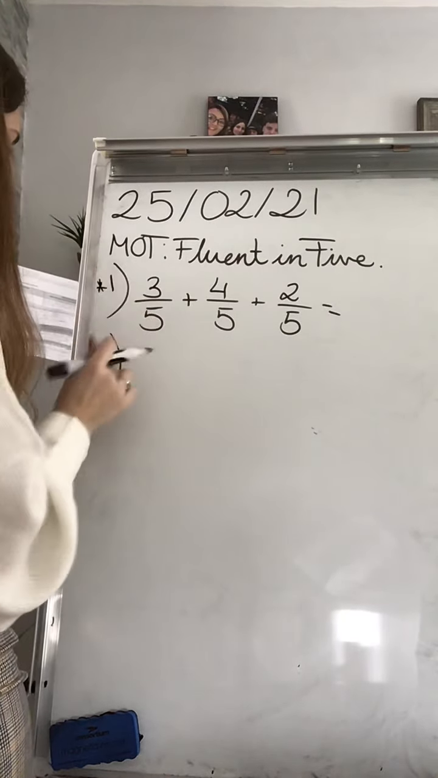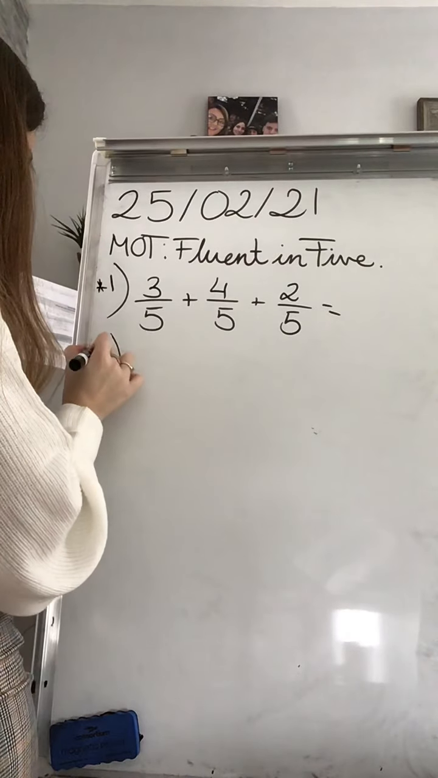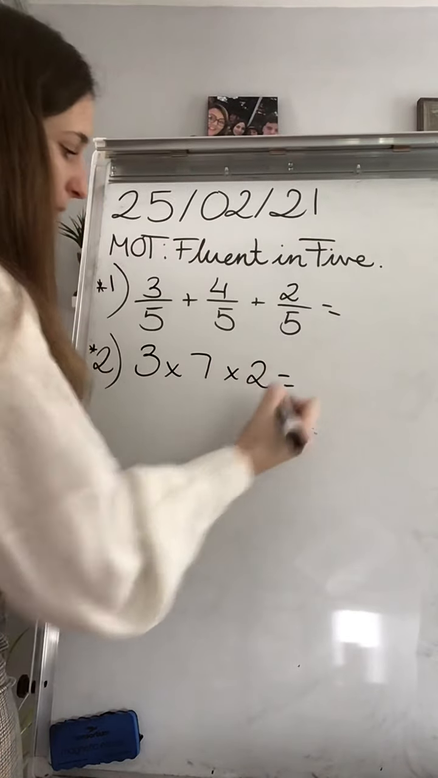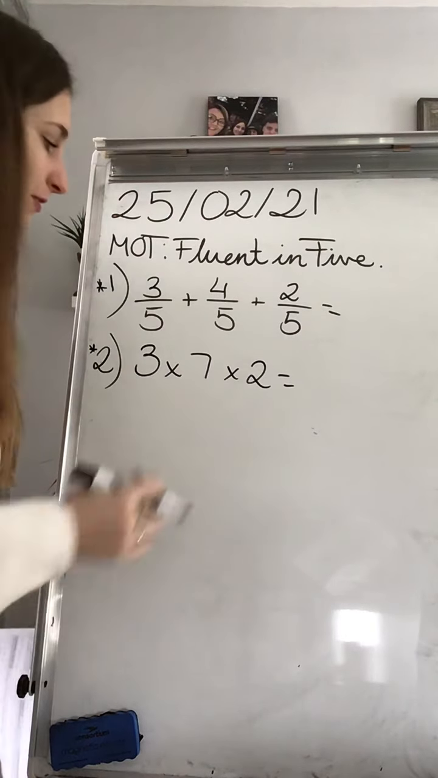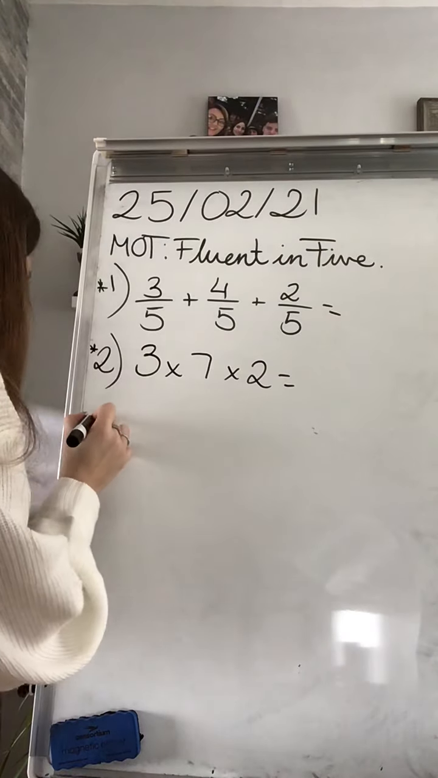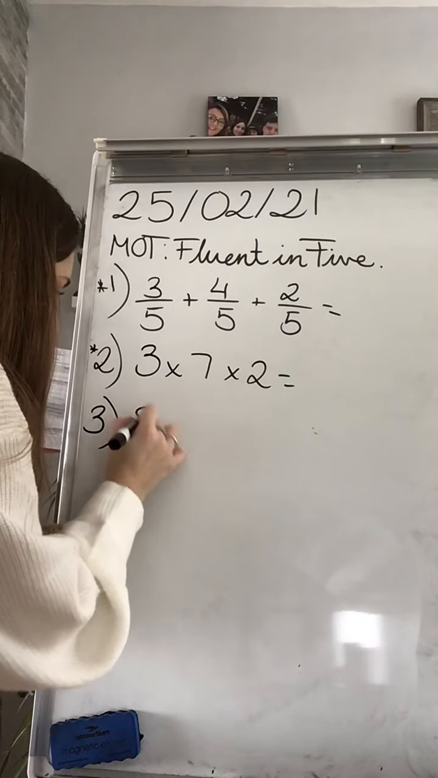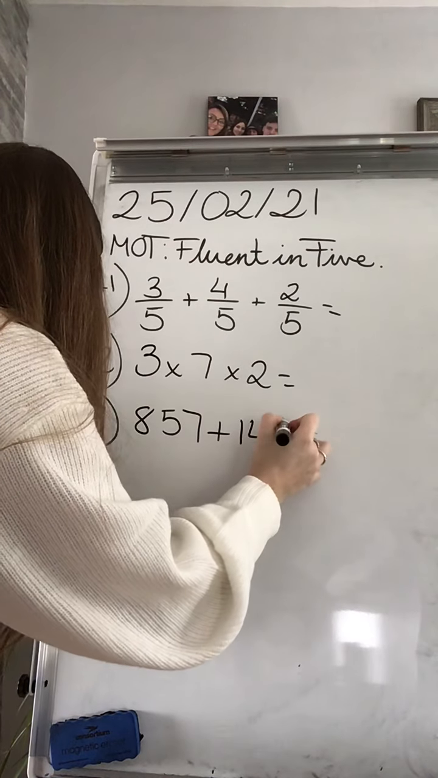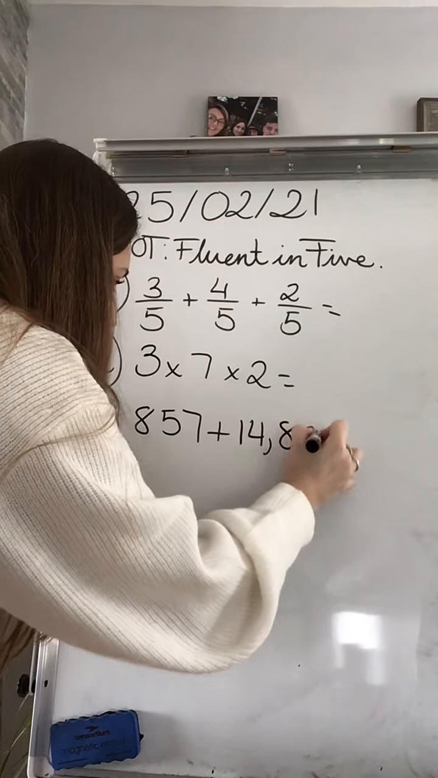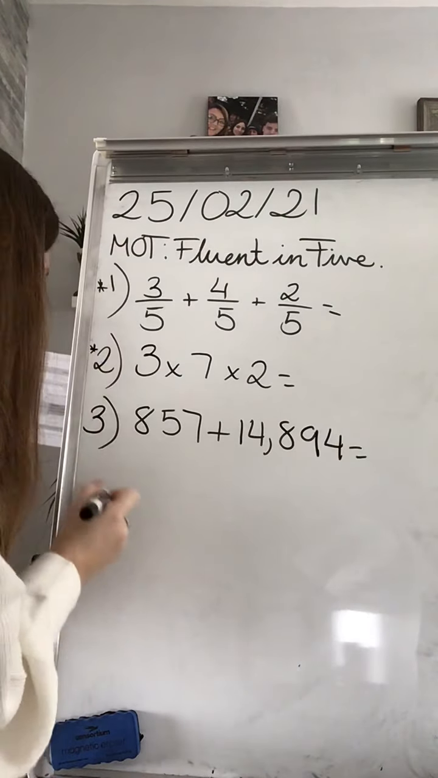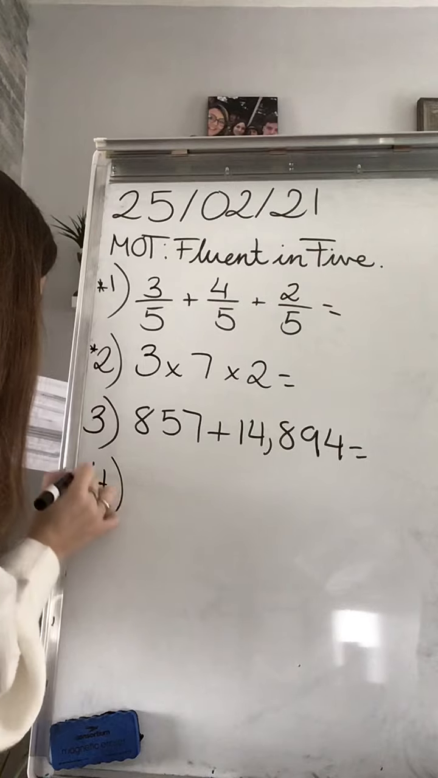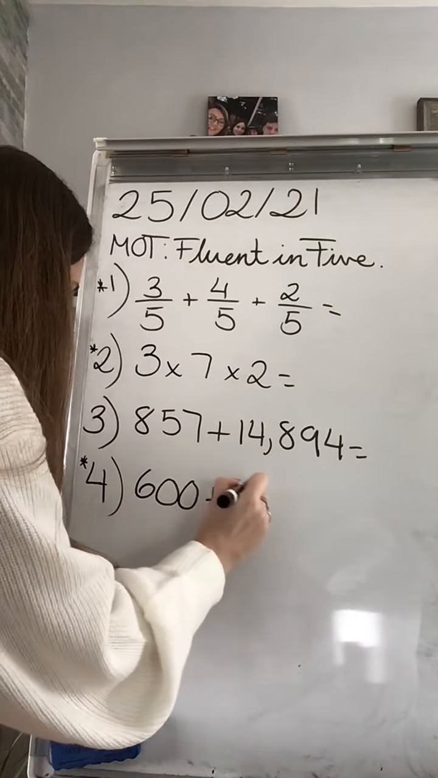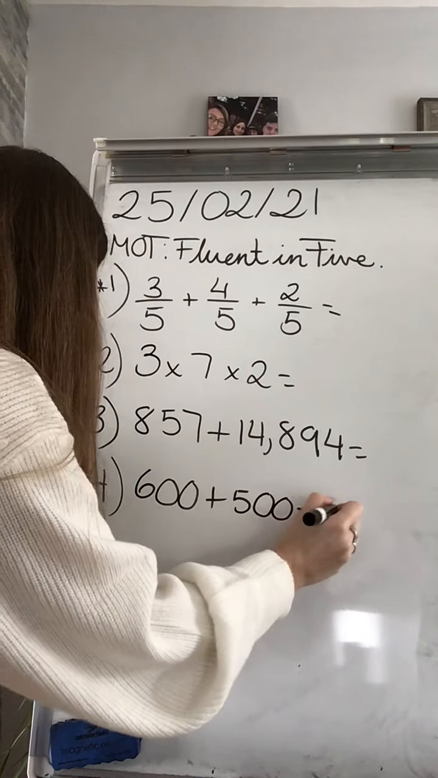This one needs to be mentally, number 2 as well mentally, because it is 3 times 7 times 2. Okay, 3 numbers to multiply. Exercise 3, you have 857 add 14,894. You can do that in a column method if it helps you, or jotting. Exercise 4, mentally, look at this, 600 add 500 add 100.